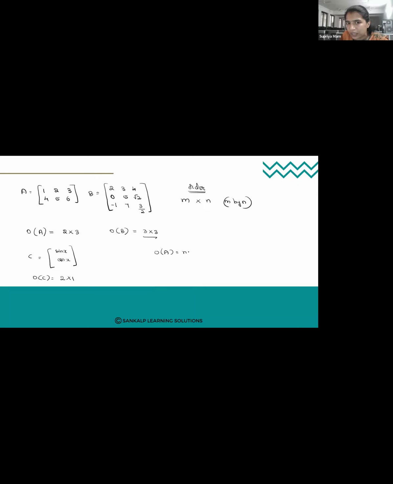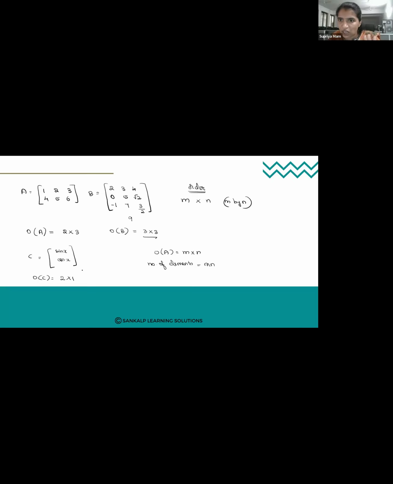if order of the matrix is equal to m by n, then number of entries, or I can use the word elements, number of elements in A is equal to m into n. So first example, order 2 by 3, number of entries 2 into 3, 6. Order of B equal to 3 by 3, number of entries 3 into 3, 9. Order of C equal to 2 by 1, number of entries 2 into 1, 2. Hope the concept is clear.